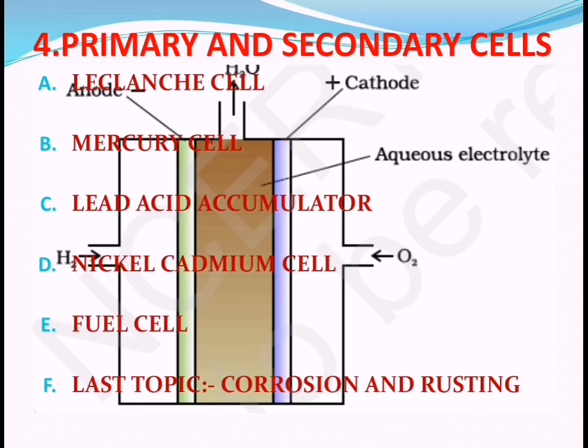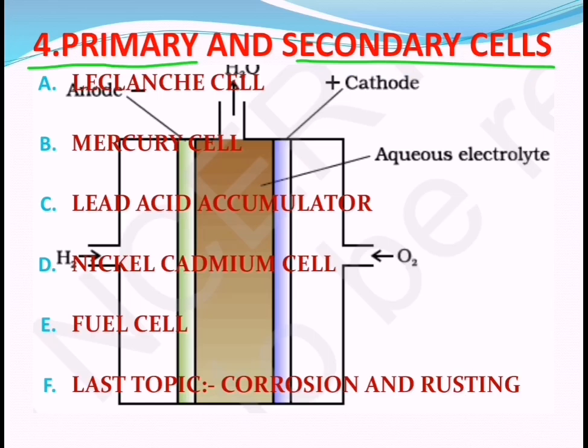Primary cell, all of you know what primary cells are. Those cells or batteries which are used cannot be recharged again. Secondary cells are those cells that can be recharged again and again.